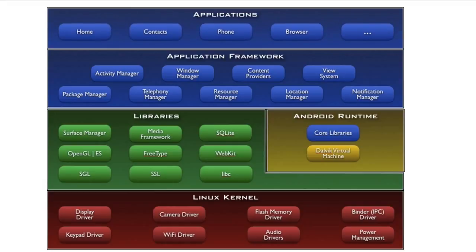And on top of the entire system, we have the applications themselves. Here we have home, contacts, the phone, and the browser, and the ellipsis here would signify any other application that would run on the Android platform. This is where you'd code an application. We sit on the top layer here in the applications.